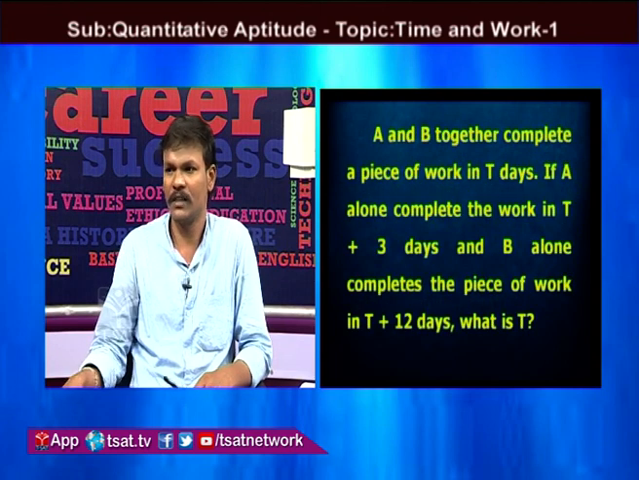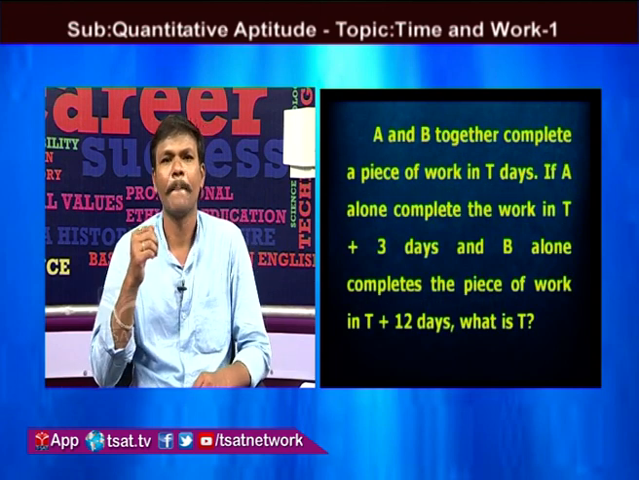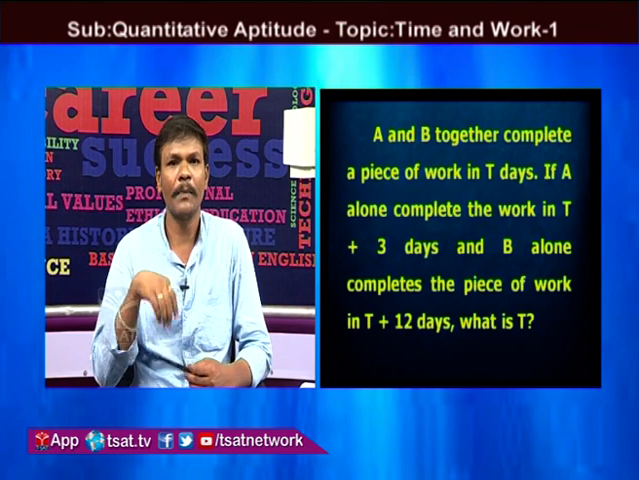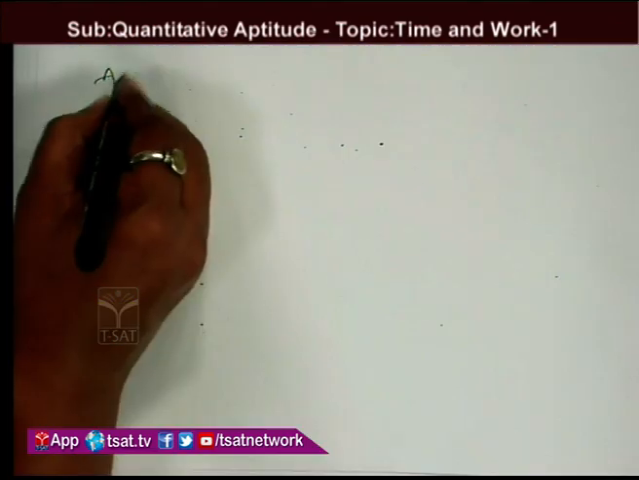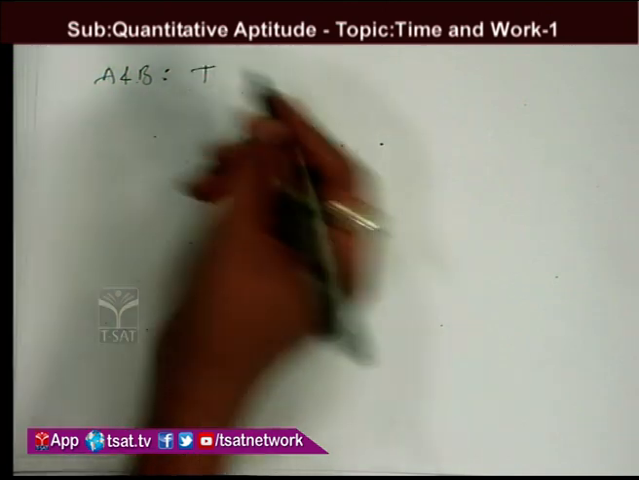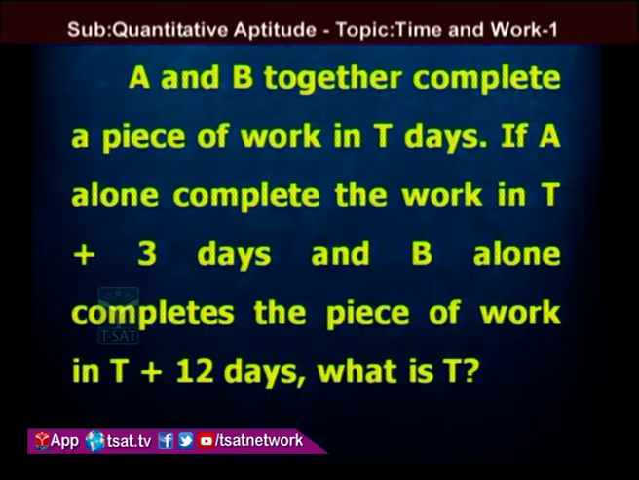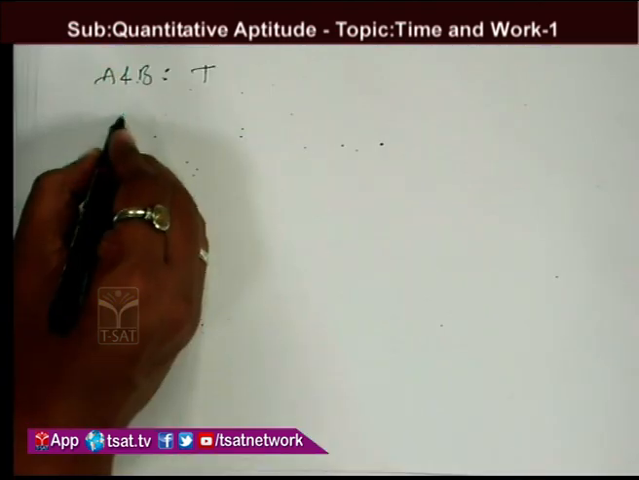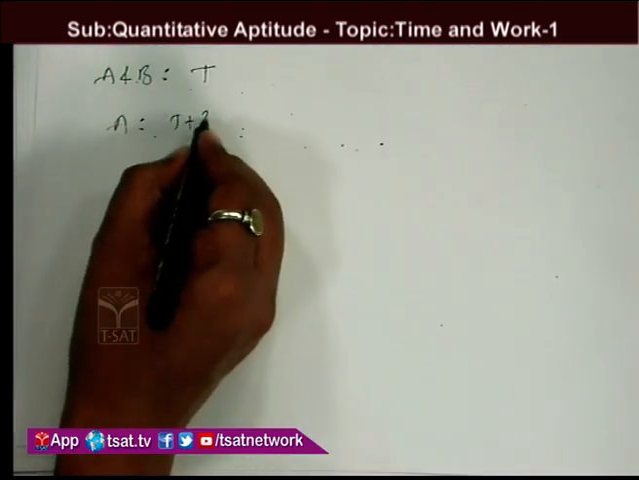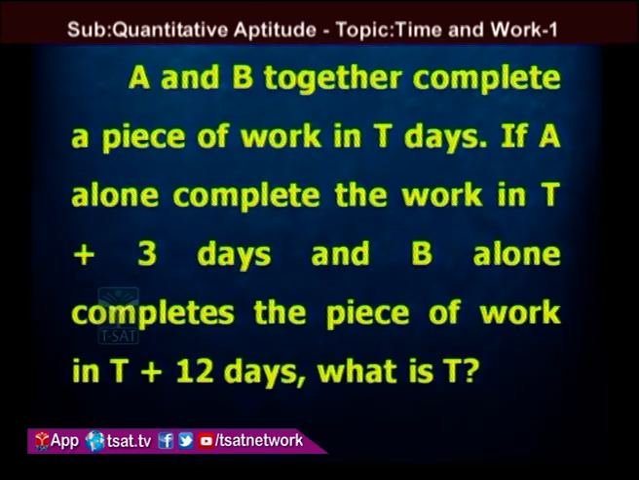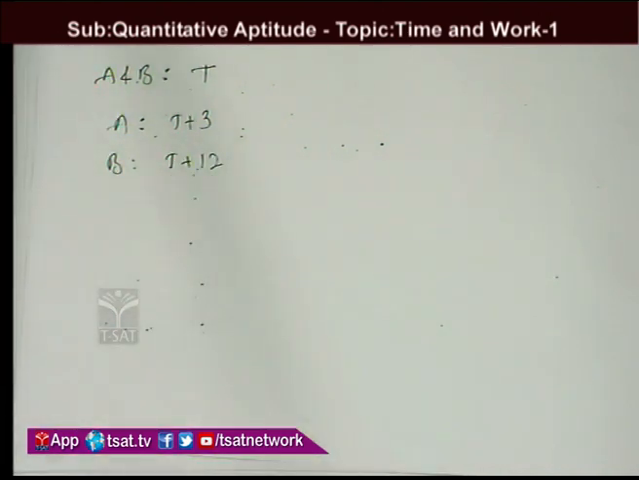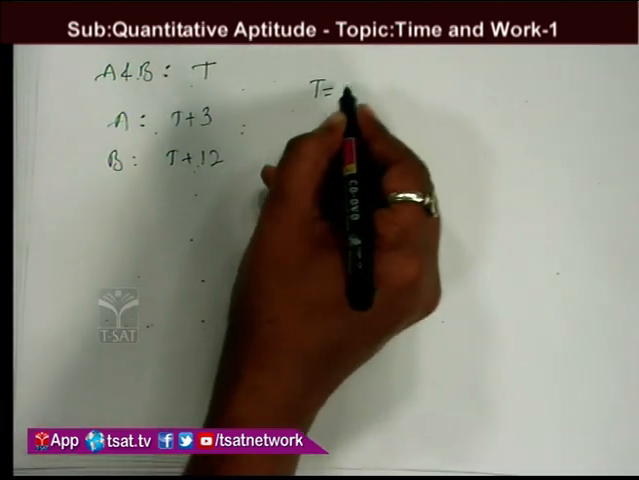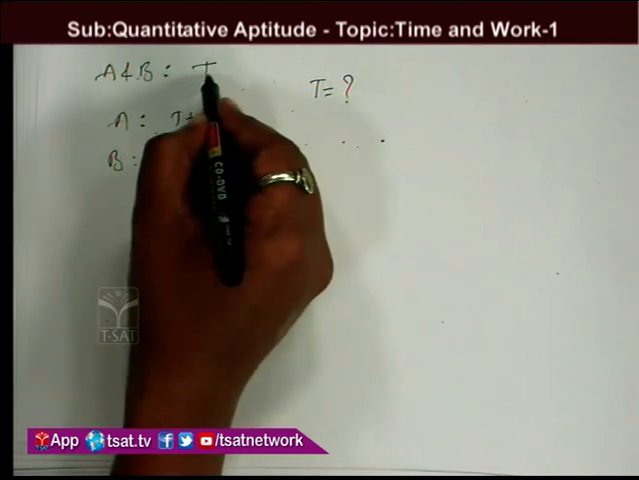Next question: A and B together complete a piece of work in T days. If A alone completes the work in T plus 3 days, and B alone completes the piece of work in T plus 12 days, what is the value of T? The T value is nothing but A and B working together, in how many days?